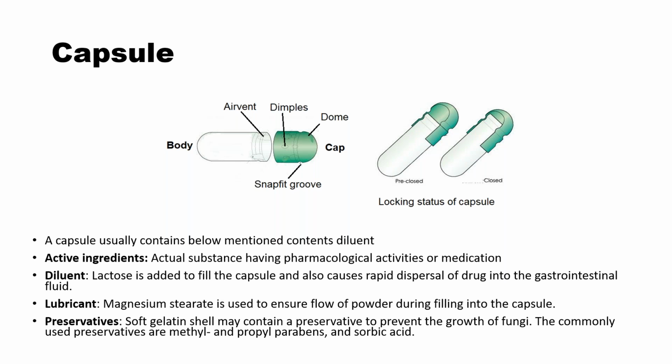these capsules are being manufactured by the pharmaceutical company, they sometimes may have preservatives. Soft gelatin shells may contain a preservative to prevent the growth of fungi. The commonly used preservatives in the manufacturing of capsules are the methyl or propyl parabens, sometimes sorbic acid also.